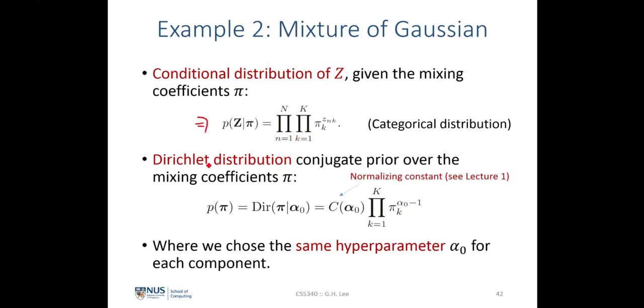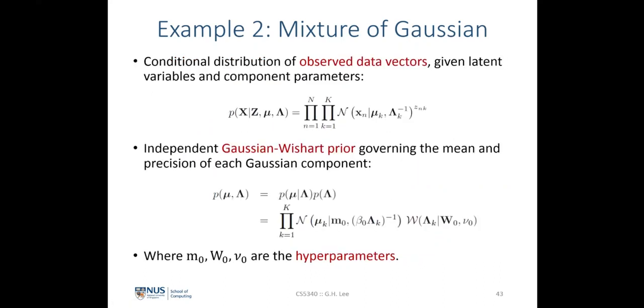The prior distribution, or the conjugate prior, of pi, the mixing coefficient, is simply a Dirichlet distribution over the mixing coefficient, parameterized by the hyperparameter alpha 0. For simplicity, we'll choose the same hyperparameters for all components, hence we only have alpha 0. The likelihood is simply given by the normal distribution, where we have one normal distribution for each component in the mixture of Gaussian distribution.